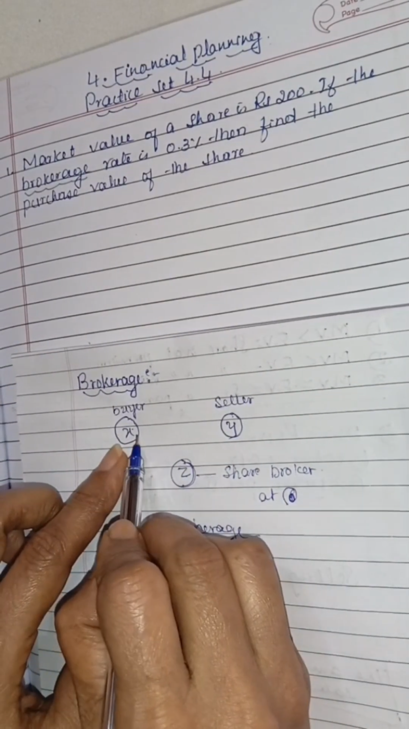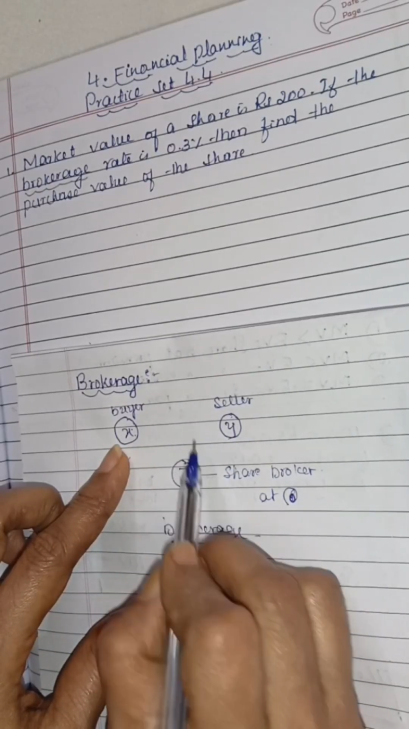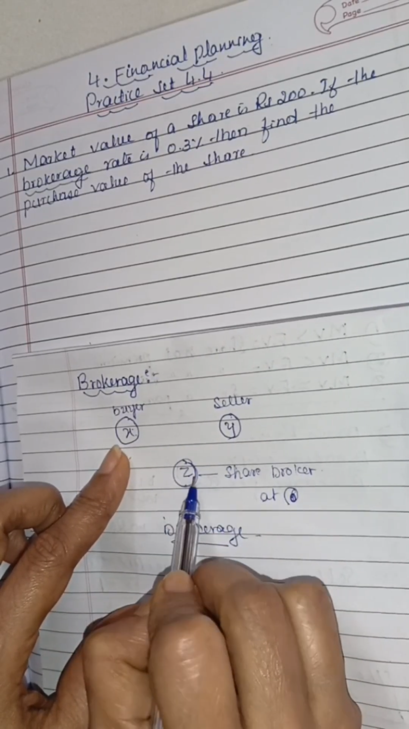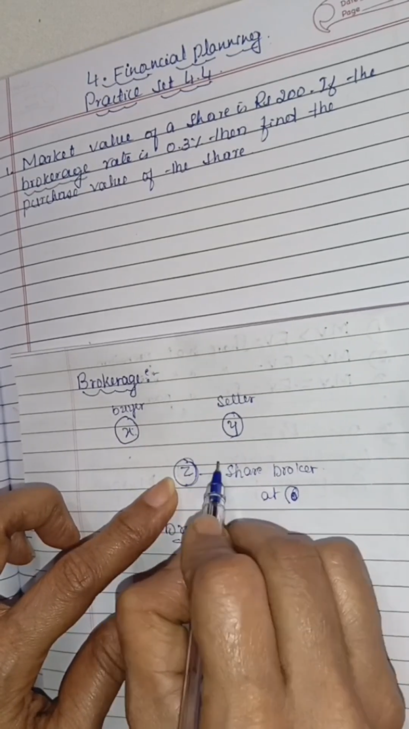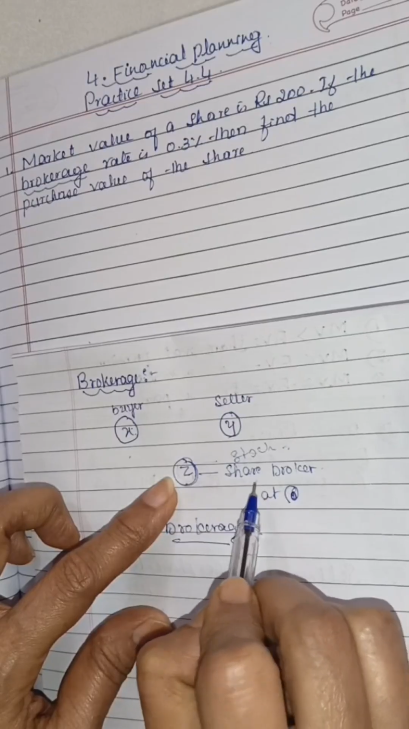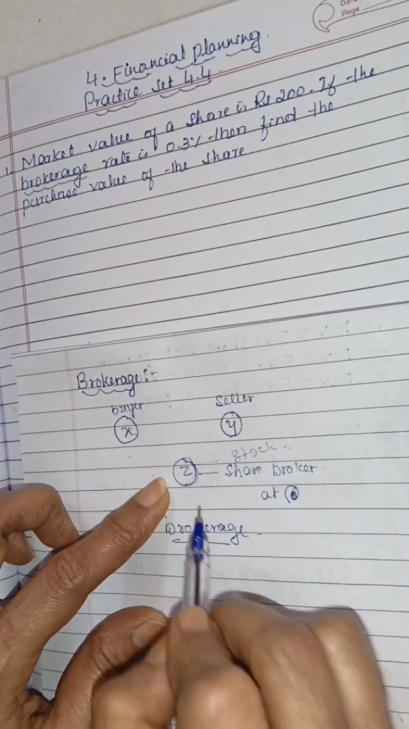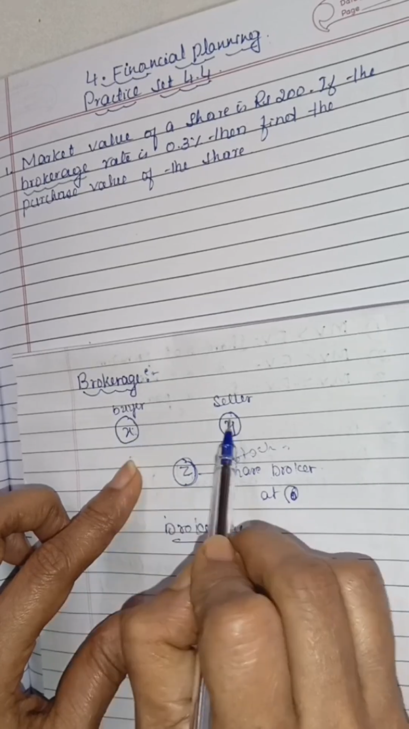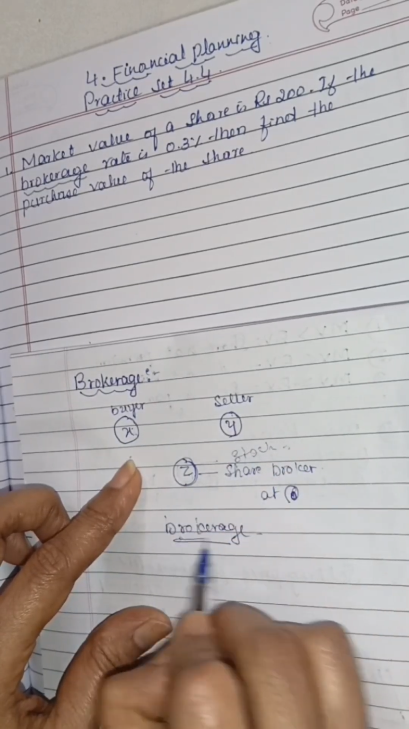So buying and selling of shares cannot take place directly. The third person is a share broker recognized by the stock exchange, and the charges of the broker are paid by both buyer and seller at a particular rate. This is called brokerage.